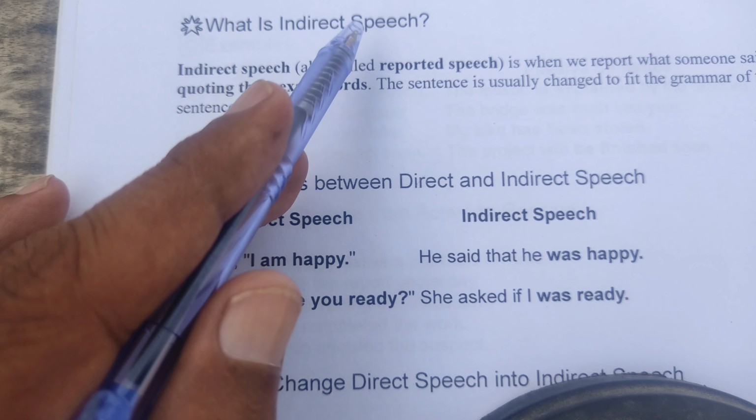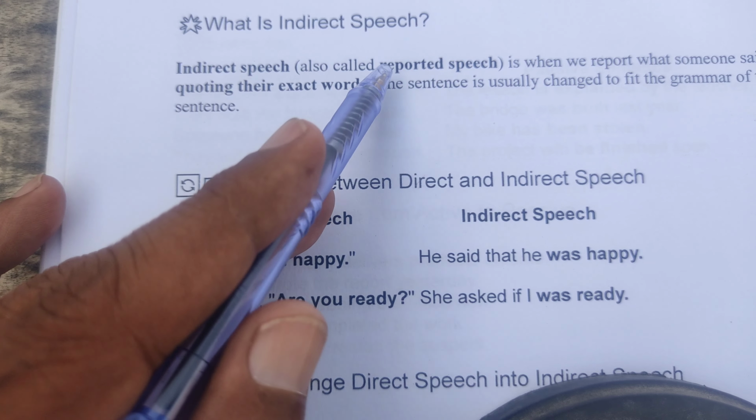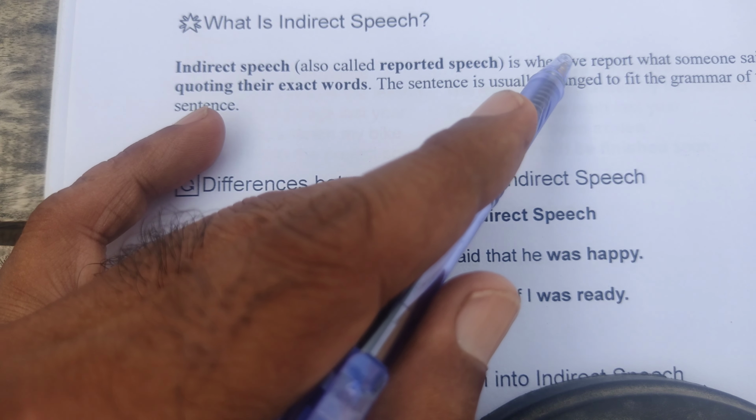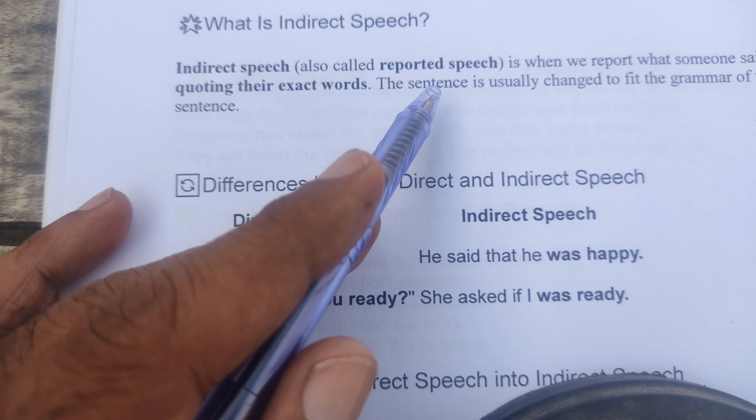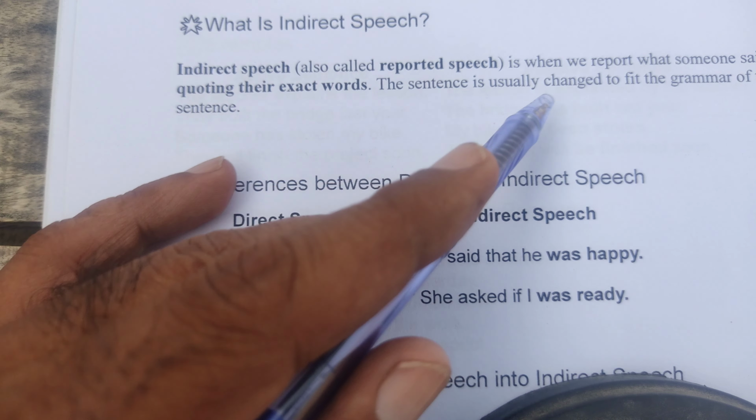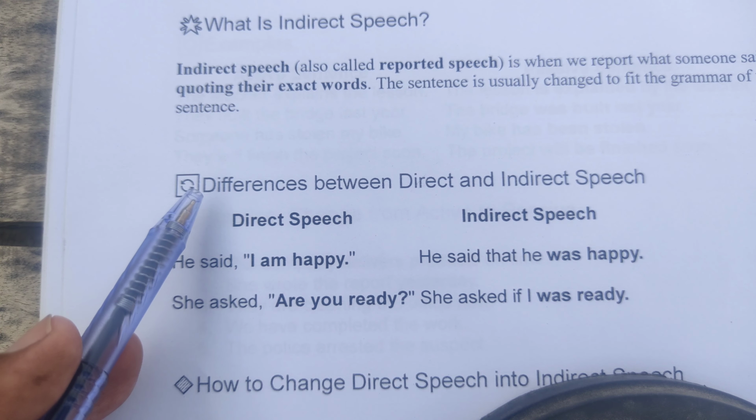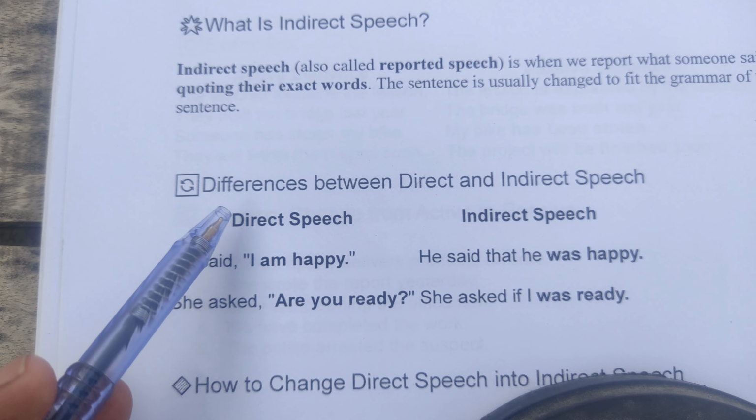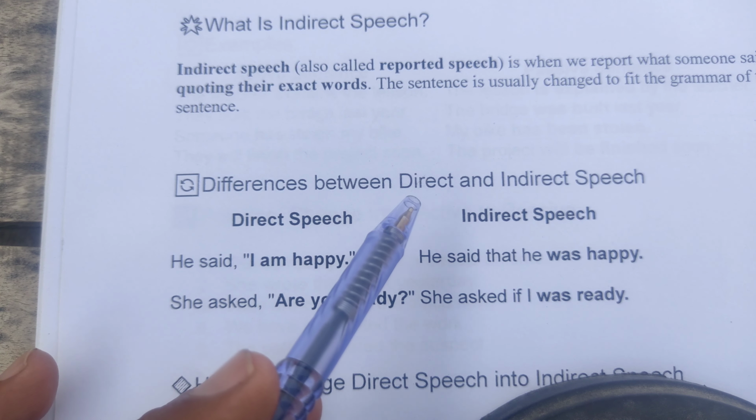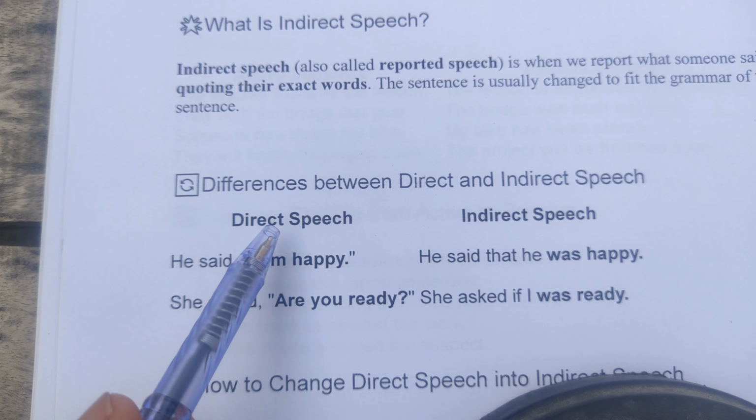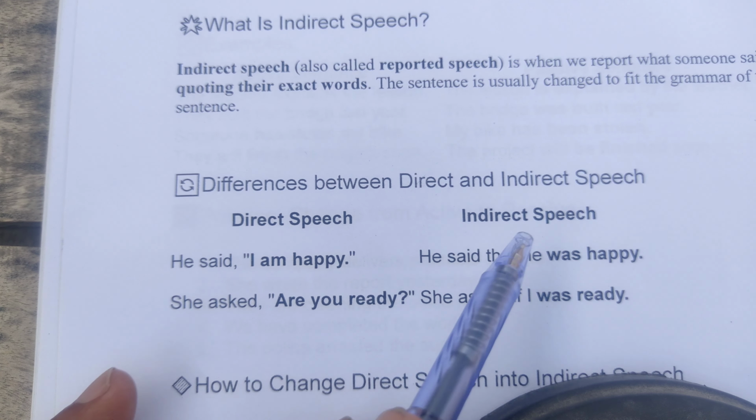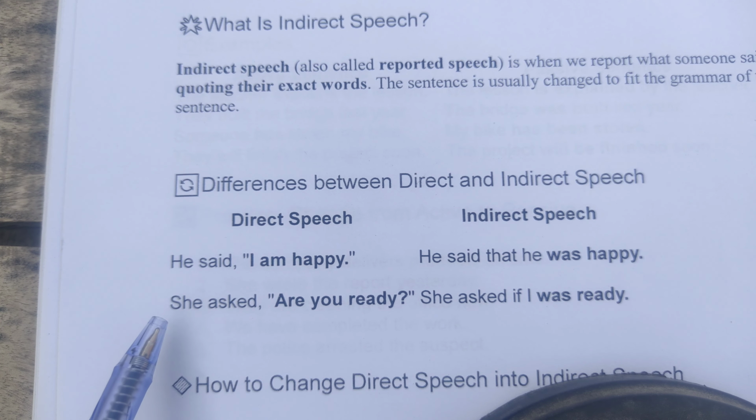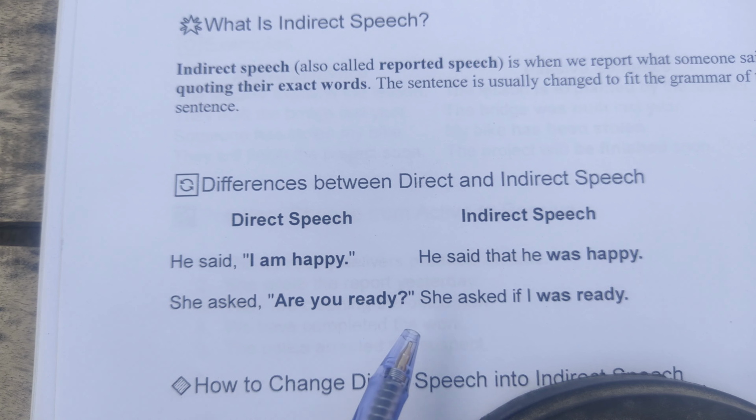What is indirect speech? Indirect speech, also called reported speech, is when we report what someone said without quoting their exact words. The sentence is usually changed to fit the grammar of the new sentence. Here we have this difference table between direct and indirect speech. Direct speech example: He said, "I am happy." Indirect speech: He said that he was happy. She asked, "Are you ready?" She asked if I was ready.